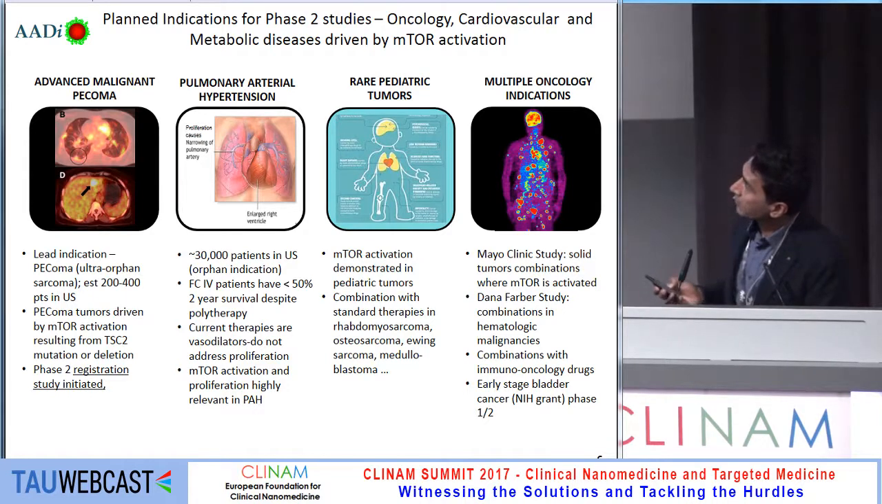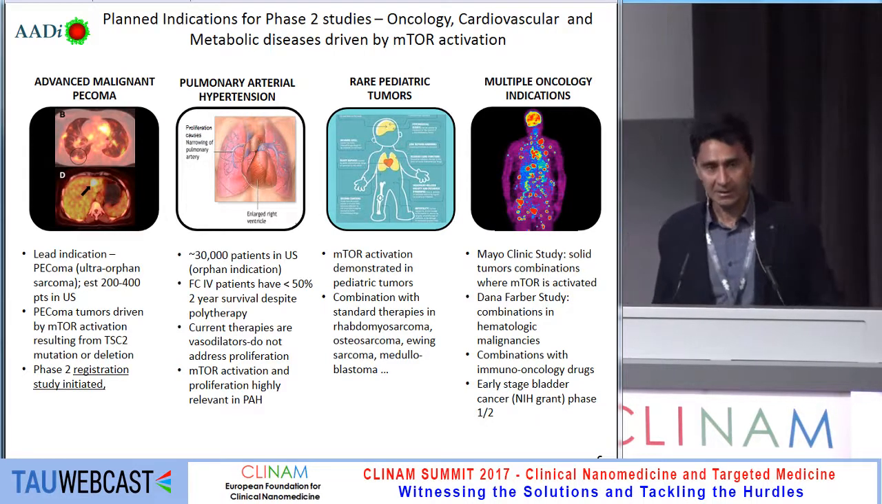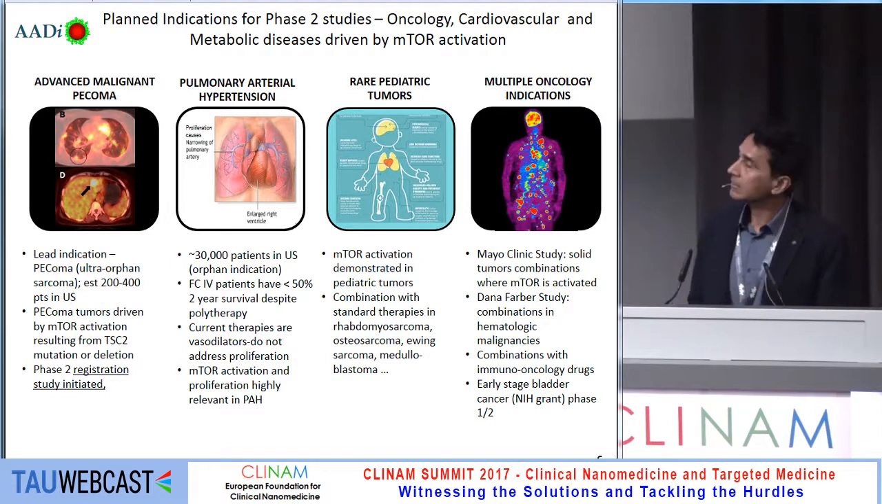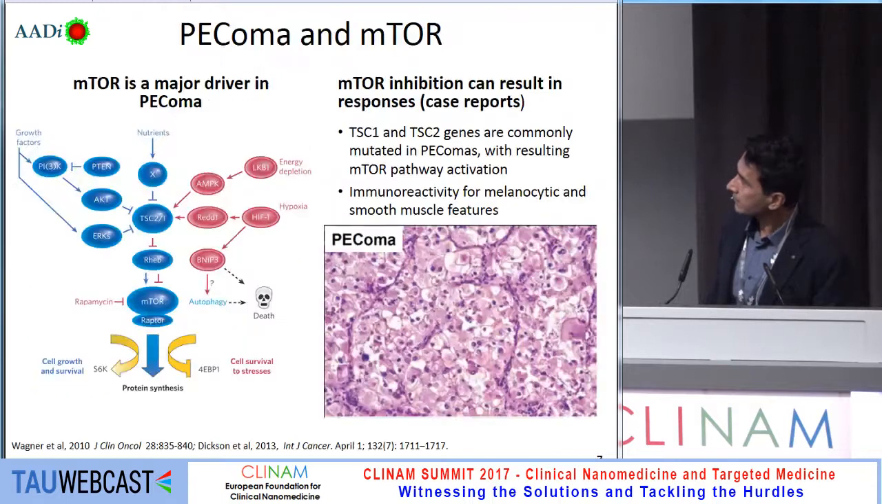We're going to go after pulmonary hypertension, similarly a relatively rare disease, but a debilitating disease, and I'll explain the rationale for that. We're going after rare pediatric tumors, and again, there's a very good mTOR-based rationale for use in pediatrics. I won't have time to get into that today. And then several other solid tumors, and we have studies that are ongoing in these settings.